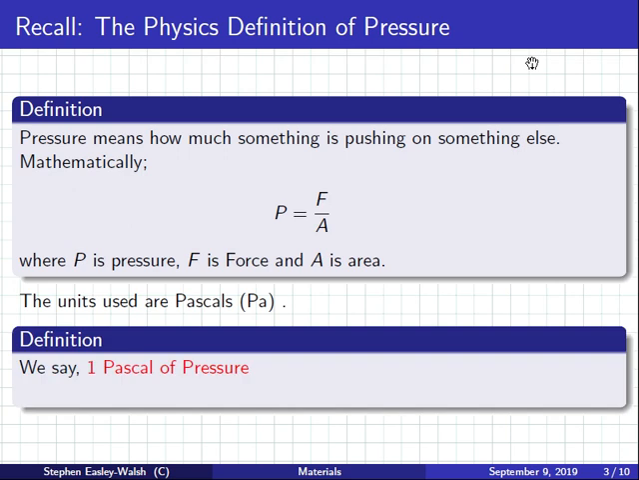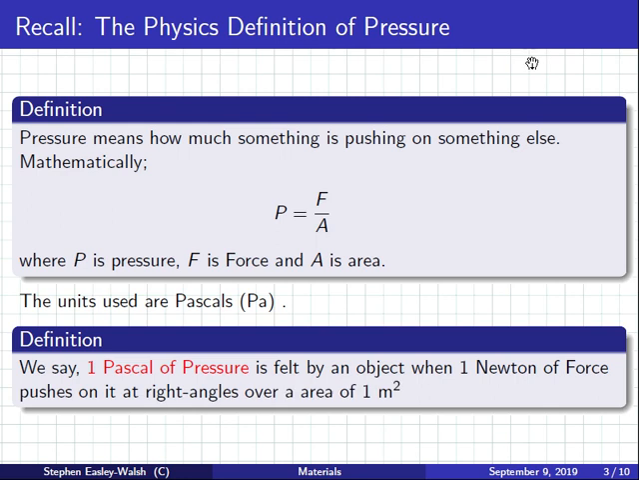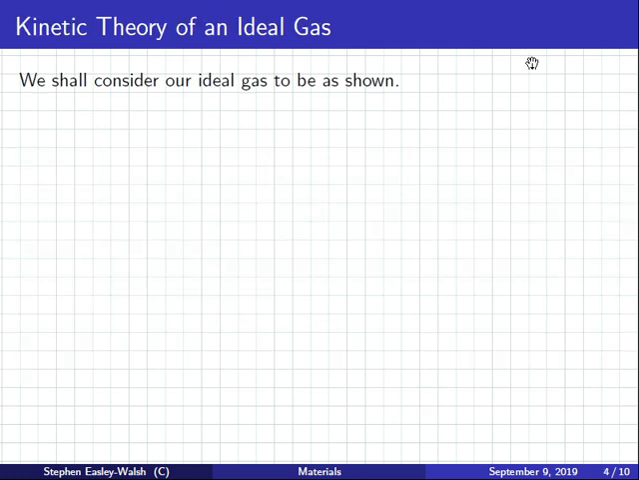And remember we said 1 Pascal of pressure means 1 Newton of force pushing at right angles over 1 meter squared. That's a Pascal. Yeah? It's the same as that. Now, we shall consider our ideal gas to be as shown.